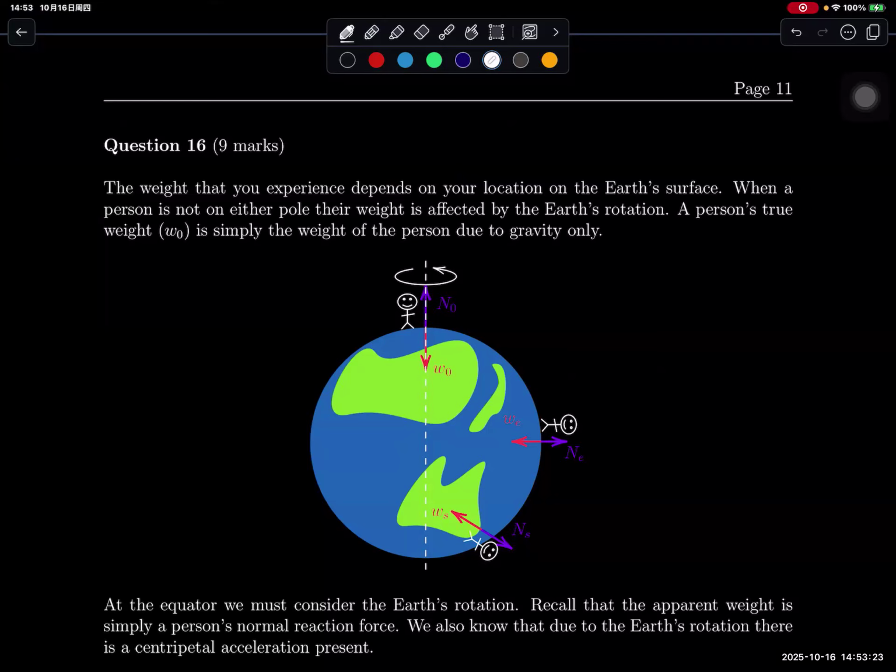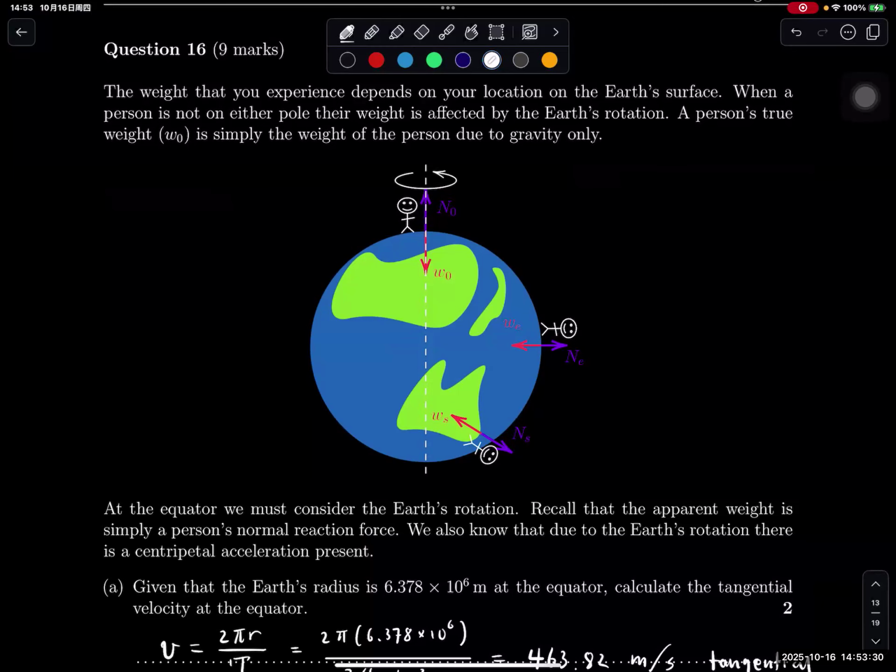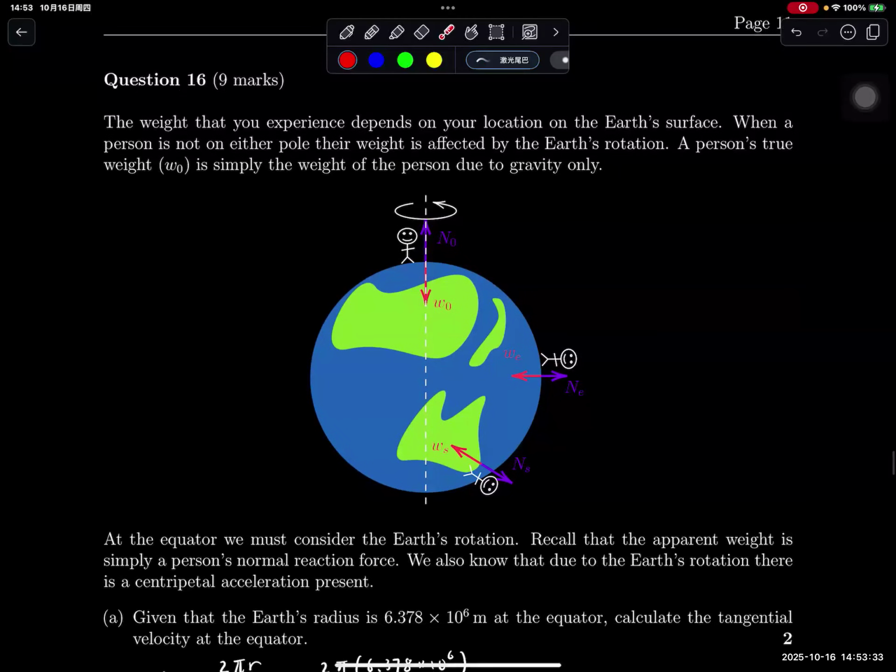So this question says that the weight that you experience depends on the location on the Earth's surface. When a person is not on either pole, their weight is affected by Earth's rotation. So if you think about Earth rotating, and you're at the equator, the Earth's rotation is sort of like throwing you away a little bit. Does that make sense? So it actually means that you're undergoing uniform circular motion along with Earth's rotation.